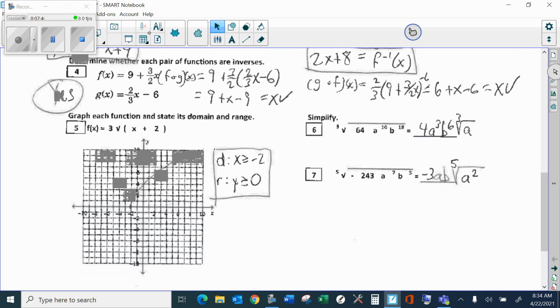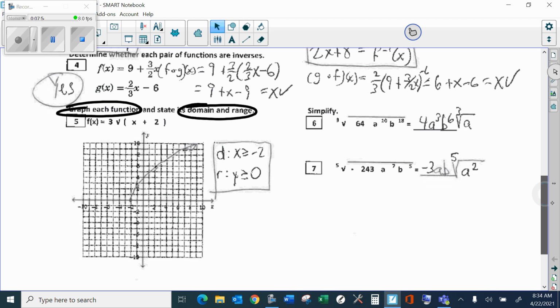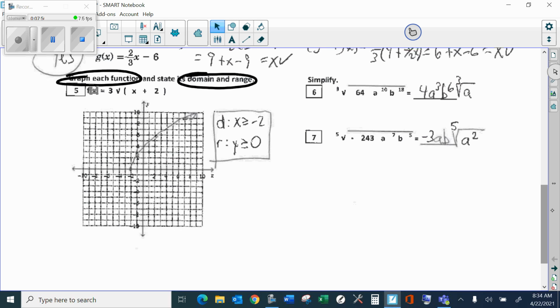Okay, graph each function, state domain and range. So not only do you have to have a graph, you have to have domain and range. The graph is the easy part, because again, you could also plug that into your graphing calculator. But underneath the radical, x plus 2, that just means set that equal to 0, and so x equals -2. So therefore, you shift it to the left, -2. So that's why I started at -2, 0.